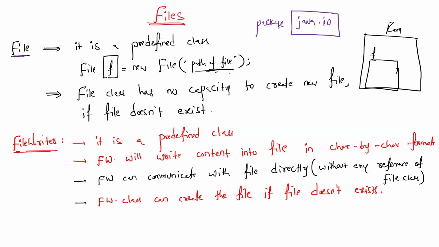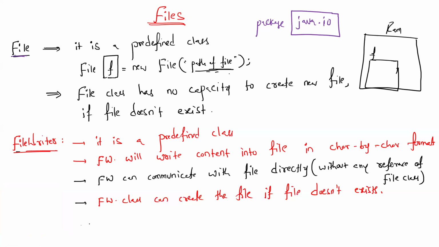For example, I am using a file name called abc.txt, roughly. That file is not there, but I am using that file path in the file writer object. Then file writer can create the file and then it will write it. It has that capacity.